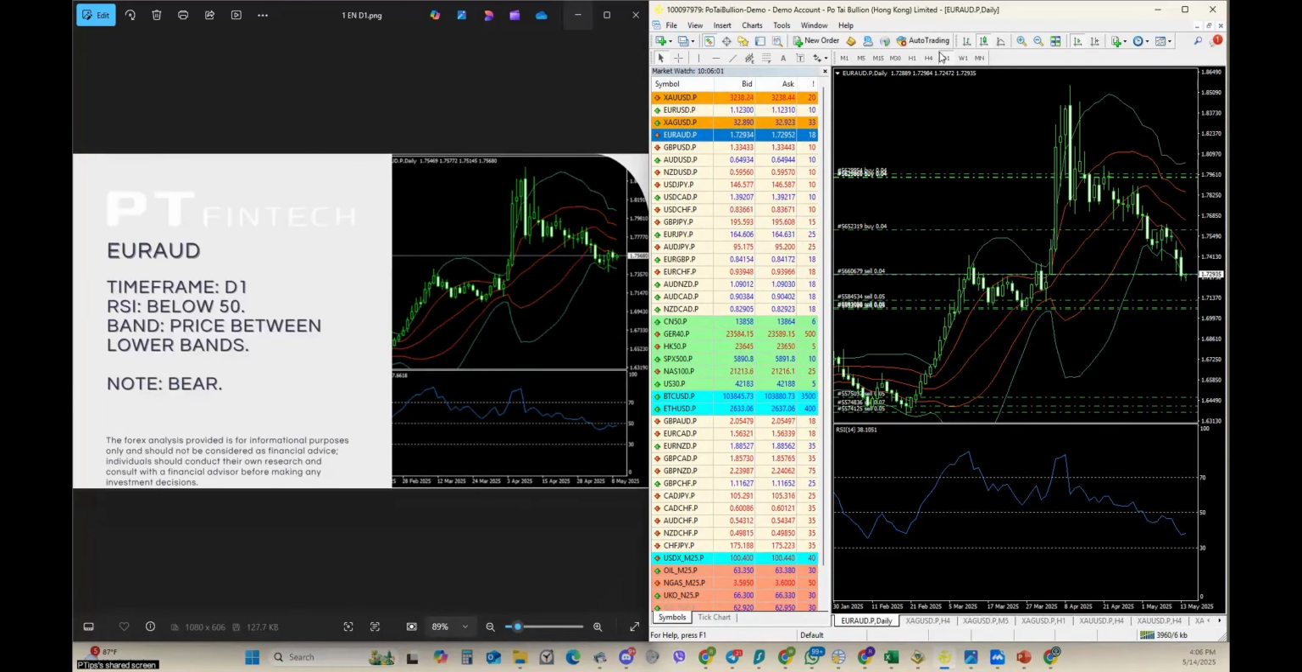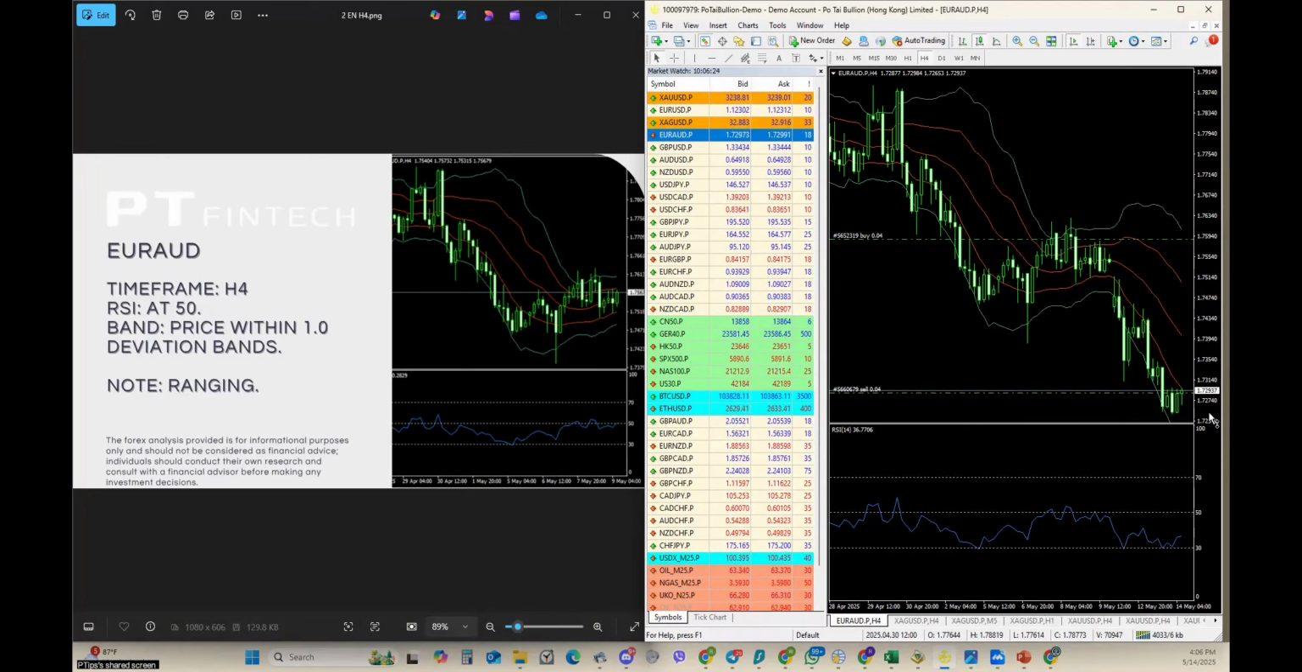Great. Now let's take a look at H4. Okay, on H4 Euro AUD, RSI is below 50. Okay, so let's ignore the PTips for now. Let's take a look over here. Okay, RSI is below 50. Okay, and then the dual Bollinger bands, prices are between the lower bands. So essentially, this is more bearish. Okay, overall, there is more bearish momentum for Euro AUD for now, as what we can see.